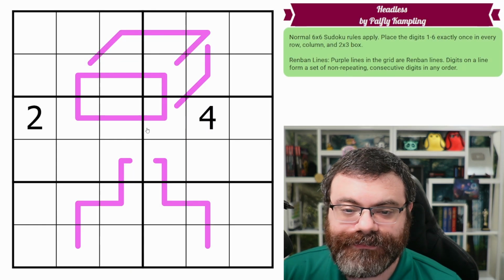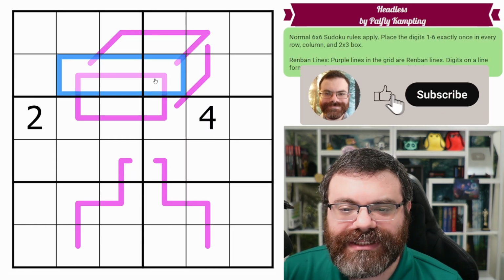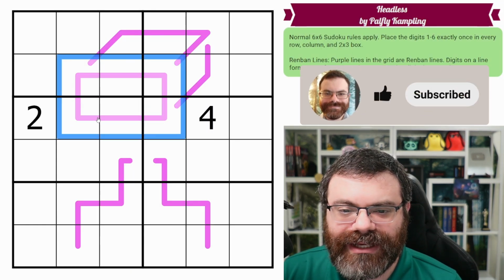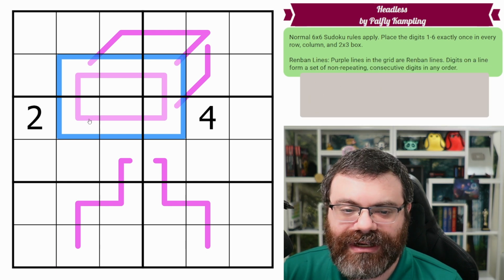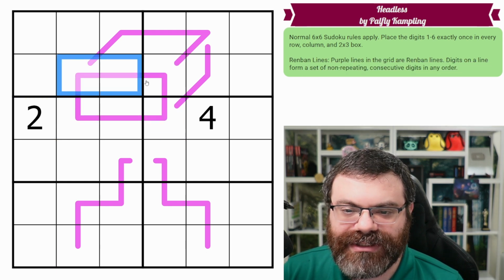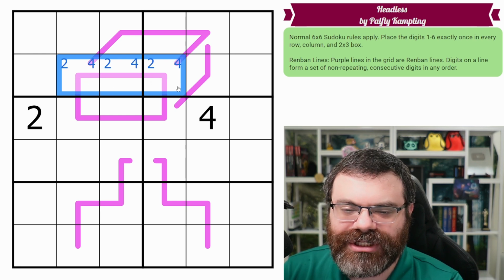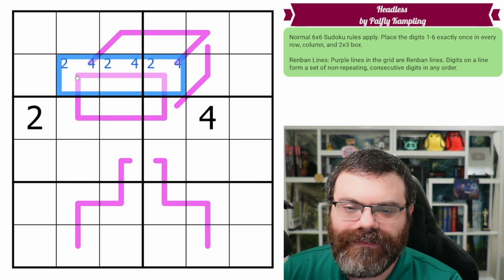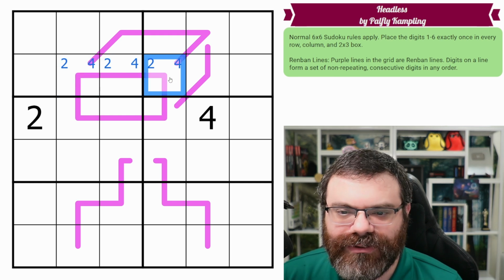I'm going to get started right now. First thing I noticed is this is a 6-cell Renband, which means it has all 6 digits on it, which means it needs a 2 and a 4, and this 2, 4 says not here. So actually there's a 2 and a 4 somewhere up here. Against my better judgment, I'm going to corner mark the line with 2, 4.